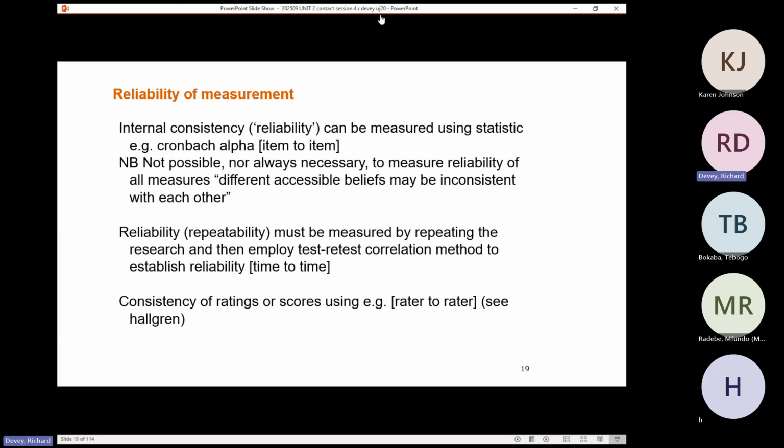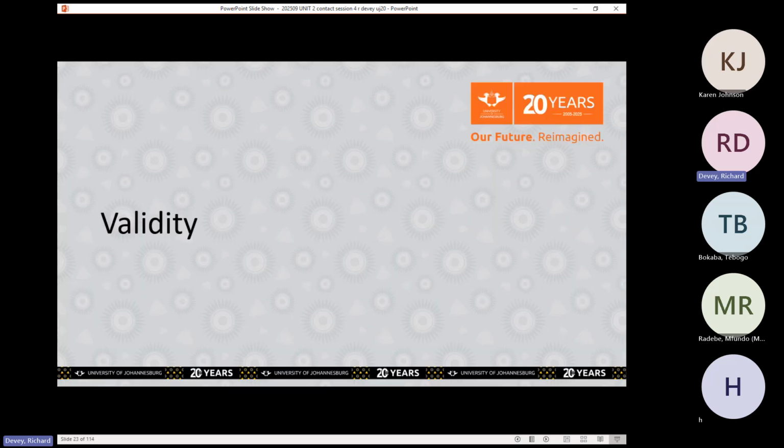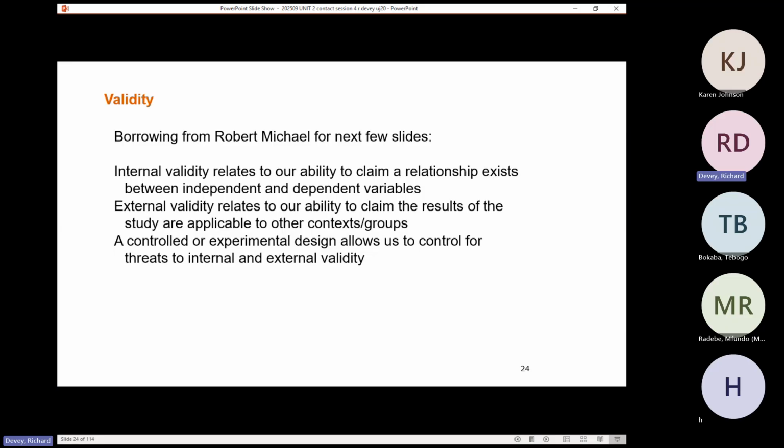So there are lots of statistics we can use for measuring reliability, but you do need enough data to be able to do that. You need a reasonable sample size in order to do that. Okay, I'm not going to demonstrate those. Then we move on to validity.